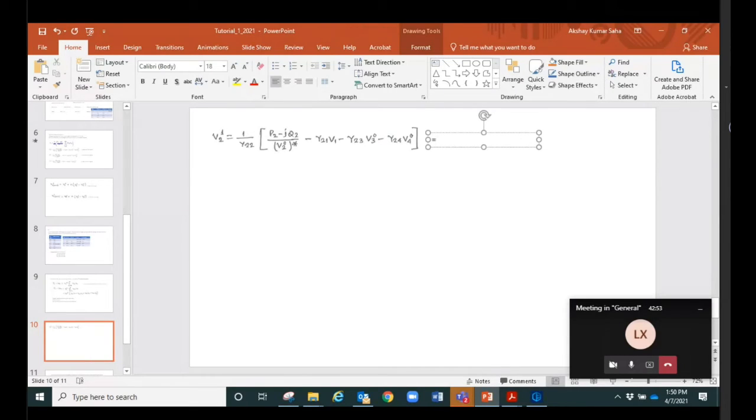If you get this value, let me know. We have all the admittances, we have the voltages, P and Q. So we can put them in the equation and should be able to find out the magnitude of the voltage and angle.